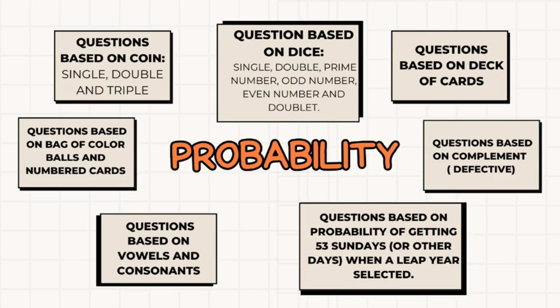Then questions based on deck of cards, tossing a coin, 2 coins and 3 coins, questions based on dice, problems like probability of getting 53 Sundays in a leap year or a non-leap year, probability of getting a card with prime number, etc. are very important questions from this chapter.